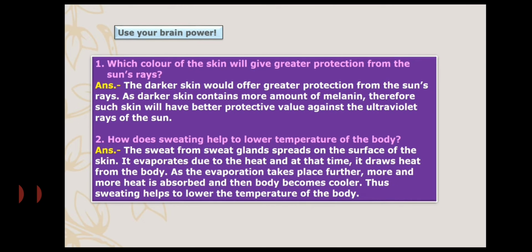So children, our next question: how does sweating help to lower the temperature of the body? The sweat from the sweat glands spreads on the surface of the skin. It evaporates due to the heat, and at that time it draws heat from the body. As the evaporation takes place further, more and more heat is absorbed, and then the body becomes cooler. Thus, sweating helps to lower the temperature of the body.